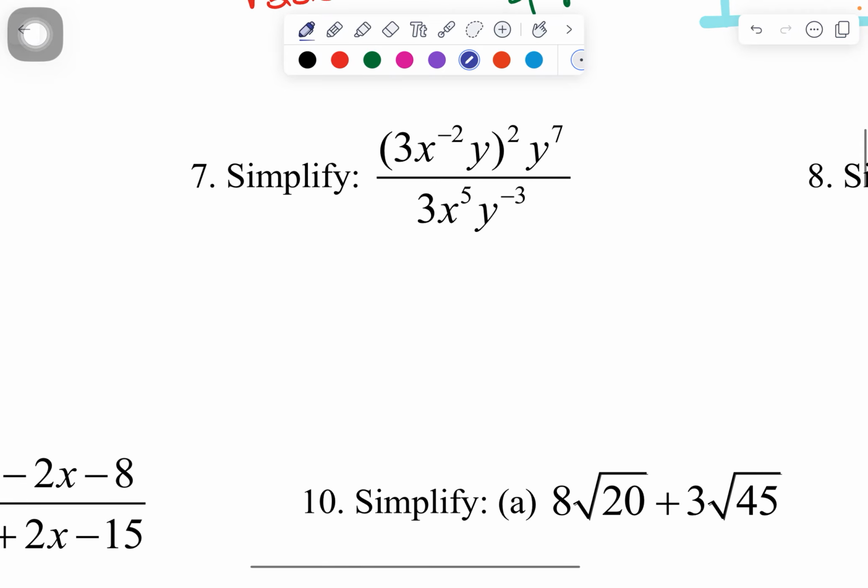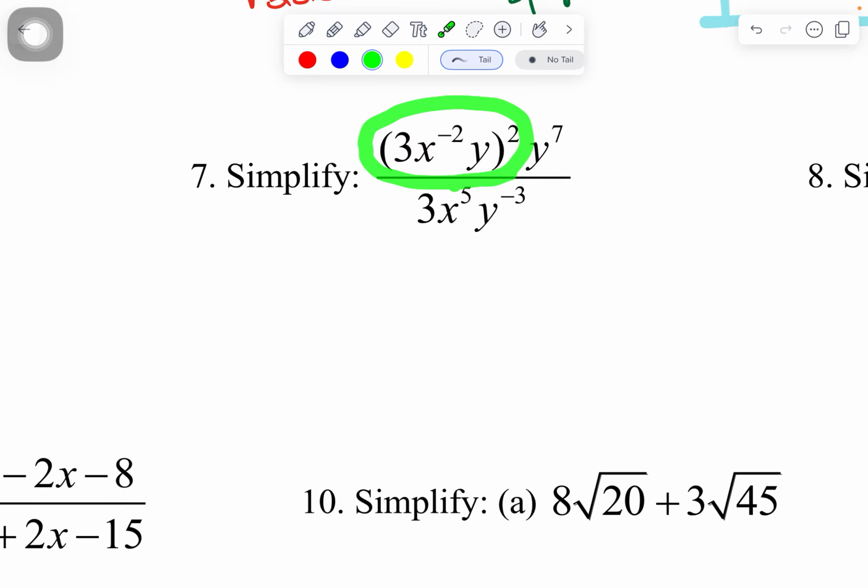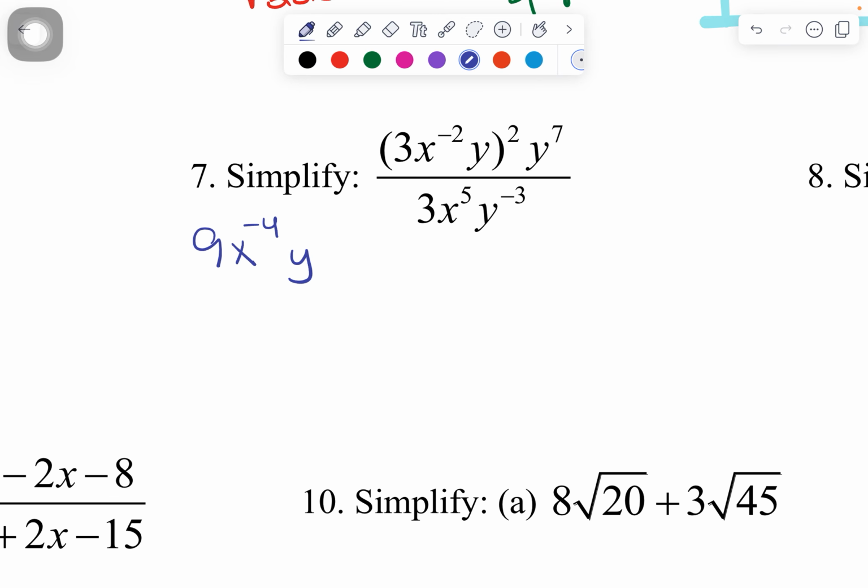Number 7 to simplify. All right, I need to do order of operations. So powers first. We're going to do 3 squared, which is 9. X to the negative 2 squared is going to be x to the negative 4th. And that's going to be y squared. We're going to keep the y to the 7th. And then 3x to the 5th, y to the negative 3rd.